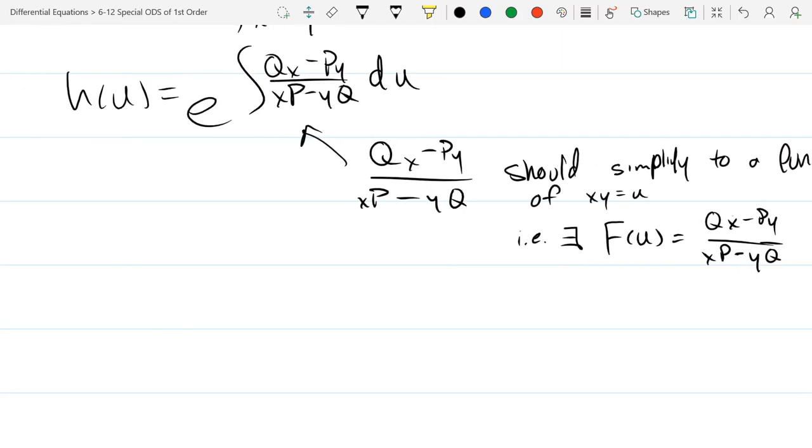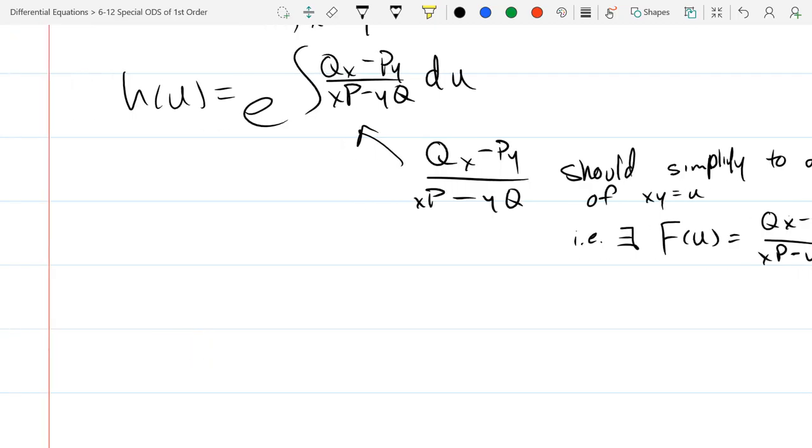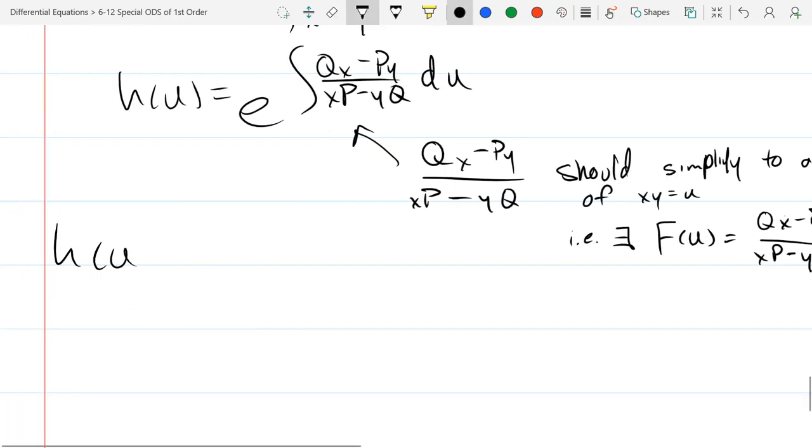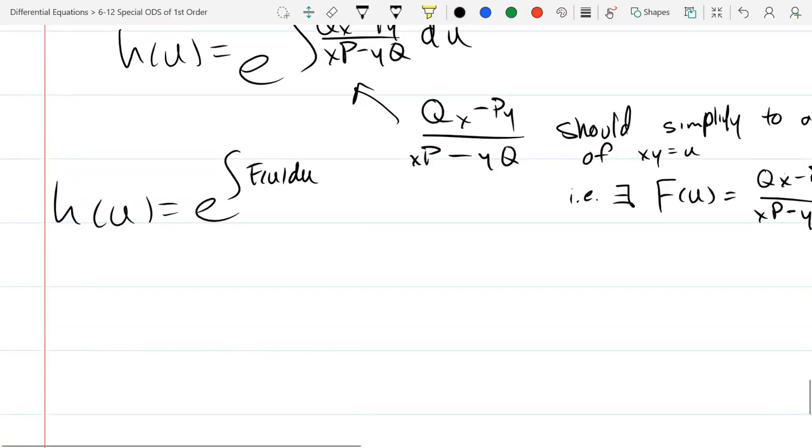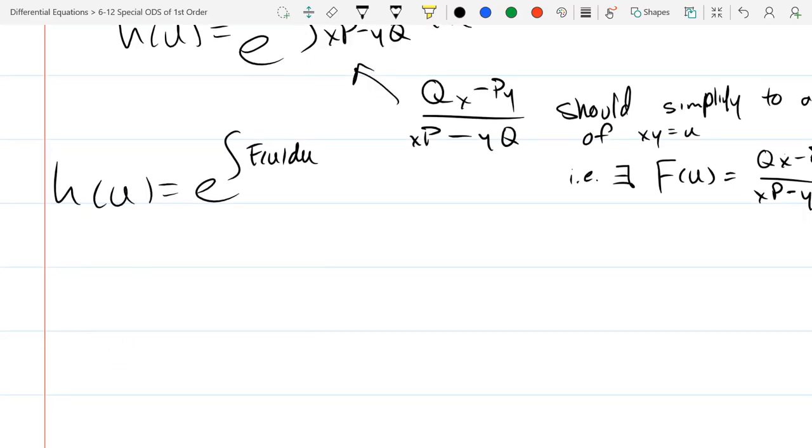All right, so if you get this F of u function, then the u antiderivative of this function is the exponent right there. So then H of u will equal e to the integral F of u du. Unfortunately, this is not the solution. These H functions that we just wrote down are what you multiply by to turn your equation into an exact one. So you still have to then solve it with the exact method that we had before. This was just how to find the H, so that when you multiplied it, you would get an exact equation. So I think this is the last page of notes for this section.